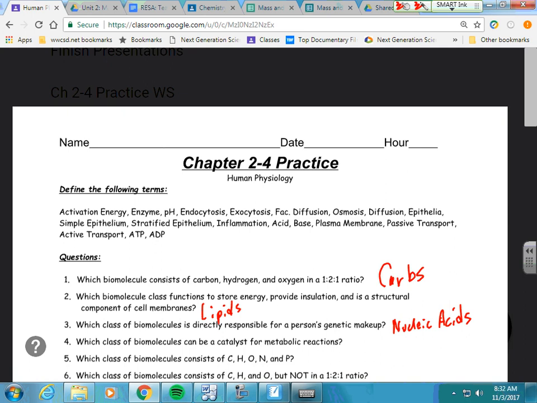Okay, which class of biomolecules can be a catalyst for a metabolic reaction? That would be the proteins. Enzyme fits in there, right? We're talking about enzymes, fits in the biomolecule class proteins. Which class of biomolecules consists of C, H, O, N, and P? Nucleic acids, yes. And the last one I can see on here, number 6, which class of biomolecules consists of C, H, and O, but not in a 1 to 2 to 1 ratio? Lipids.